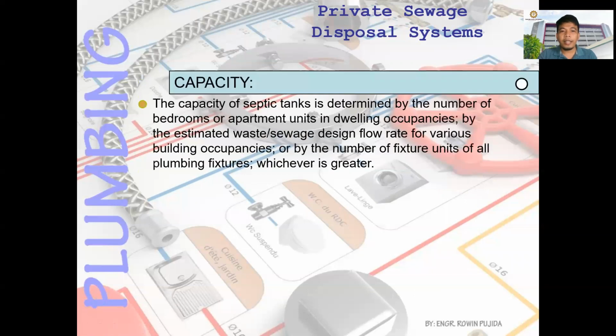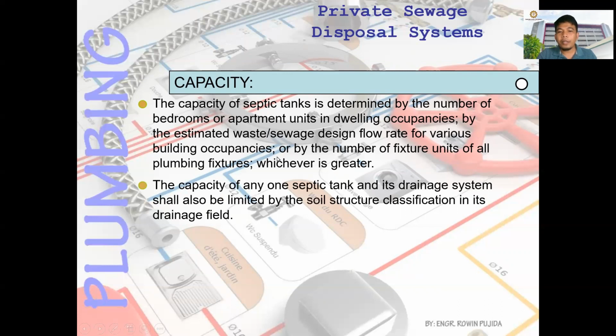So next is the capacity. The capacity of a septic tank is determined by the number of bedrooms or apartment units in dwelling occupancies, by the estimated waste or sewage design flow rate for various building occupancies, or by the number of fixture units of all plumbing fixtures, whichever is greater. So you already know what a fixture unit is. Okay. So as I have said, it depends on the occupants and the number of toilets and bathrooms for the capacity of the septic tank, and maybe the dimension of the septic tank.